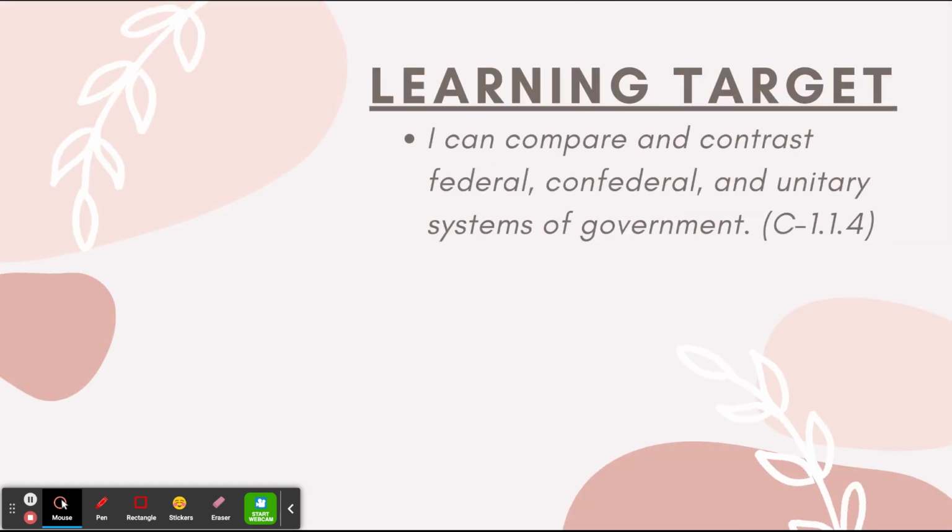The learning target for this lesson is: I can compare and contrast federal, confederal, and unitary systems of government. So in this mini lesson, we're going to focus on how the power is balanced within these different types of government, as well as examples of each.